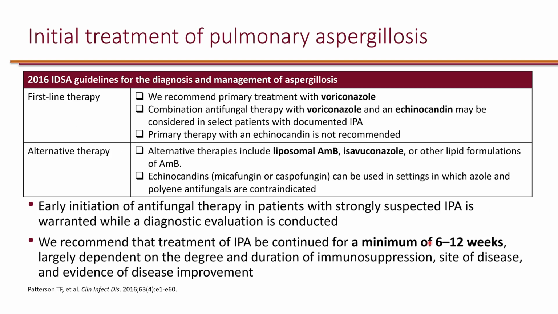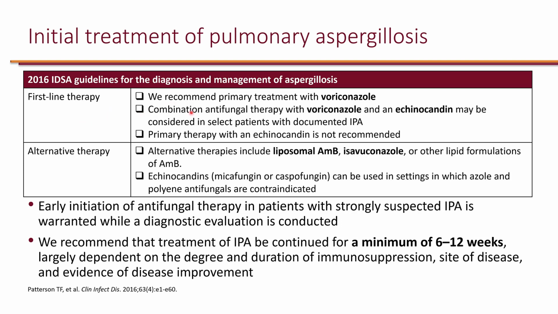So here are the 2016 IDSA guidelines for the diagnosis and management of aspergillosis. So the first line therapy that's recommended for pulmonary aspergillosis for initial, and initial means that we're not talking about salvage therapy, meaning somebody has already failed a treatment. So what should we do? So initial therapy is, literally they just had pulmonary aspergillosis, so we're just starting treatment for the first time.